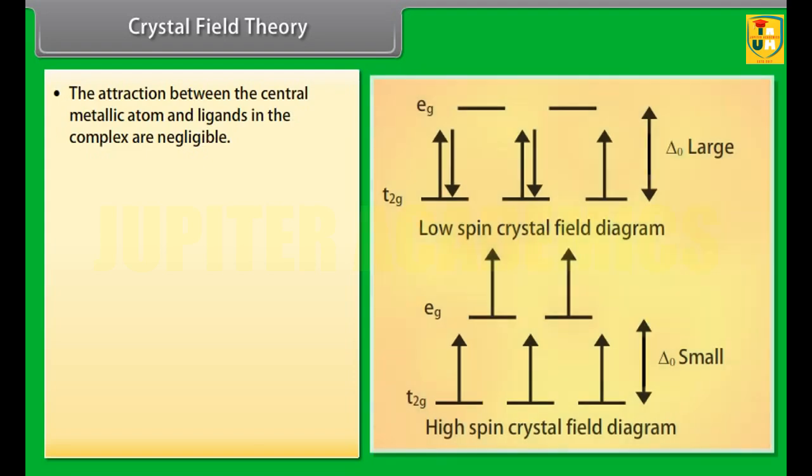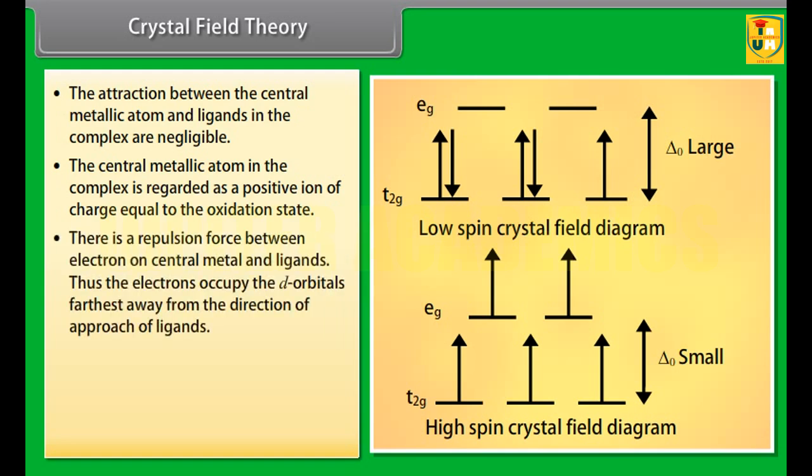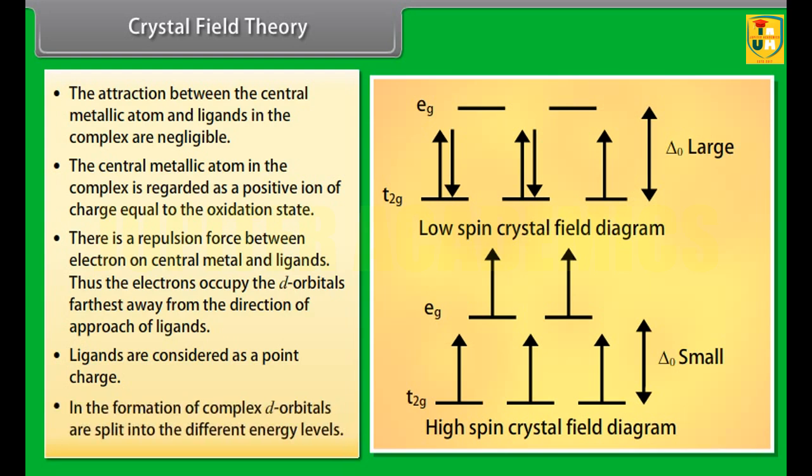Crystal field theory. The important points of the crystal field theory are following. The attraction between the central metallic atom and ligands in the complex is negligible. The central metallic atom in the complex is regarded as a positive ion of charge equal to the oxidation state. There is a repulsion force between electron on central metal and ligands. Thus, the electrons occupy the d orbitals farthest away from the direction of approach of ligands. Ligands are considered as a point charge. In the formation of complex, d orbitals are split into different energy levels.